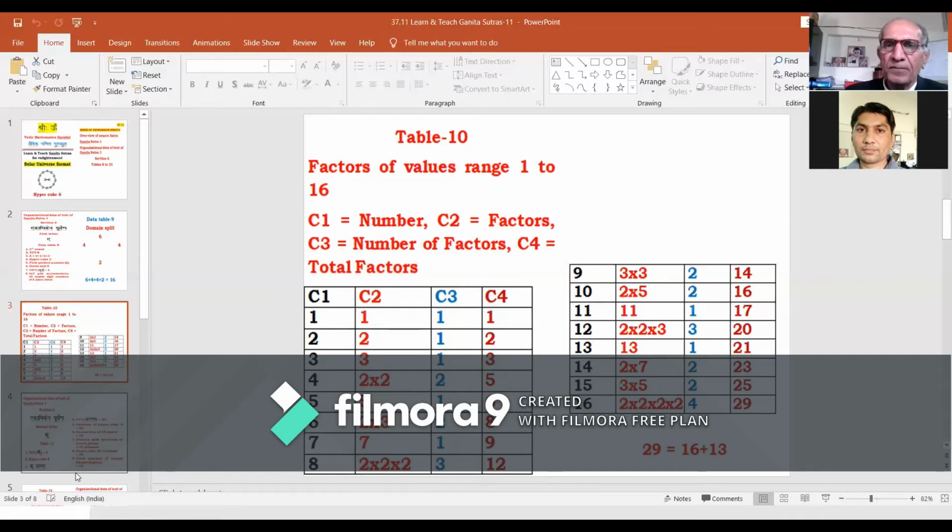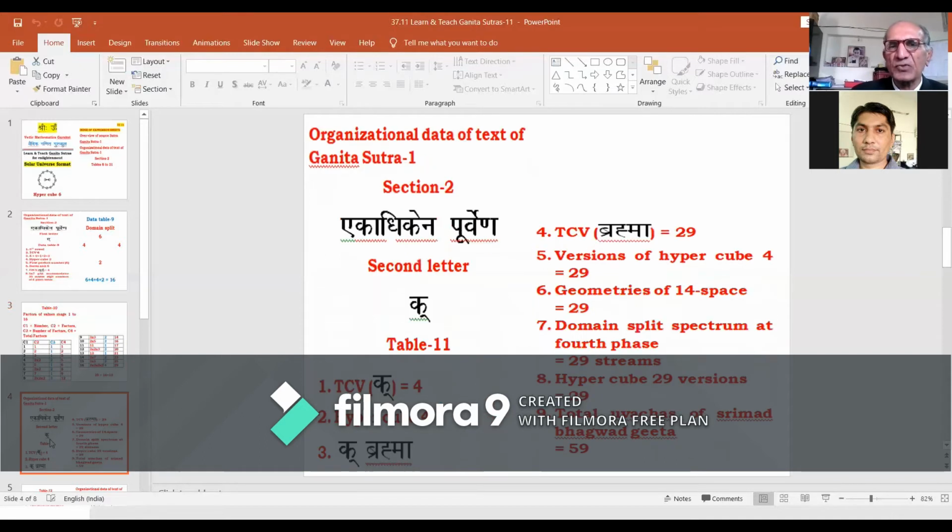and imbibed fully. Table 11 is further bringing us face to face with the reach from the first letter to the second letter. The second letter of the text is Ka, of TC value 4. Value 4 takes us to 4 space. And a step ahead, there is a reach at hypercube 4, the representative regular body of 4.